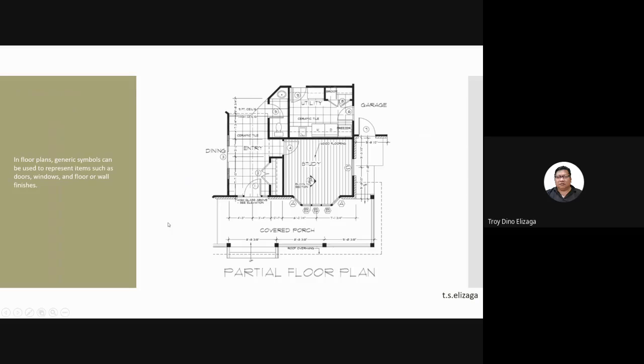Now, in floor plans, generic symbols can be used to represent items such as doors, windows, and floor or wall finishes. So in this case, we see that in the doors, there's a circle with a number inside. And along the windows, we see a hexagon with some letters inside. Now, this is not usually the case. You can make your own symbols as long as you remain consistent. Okay, but this one for me I think is acceptable enough and simple enough.